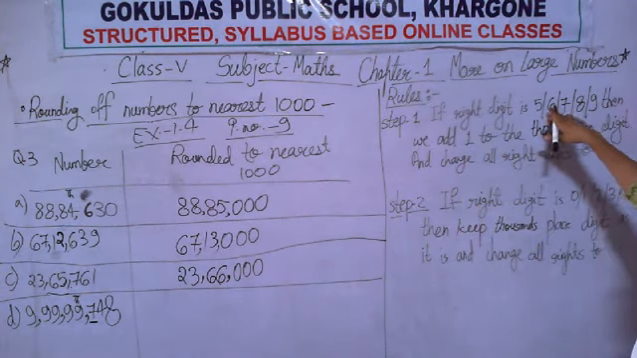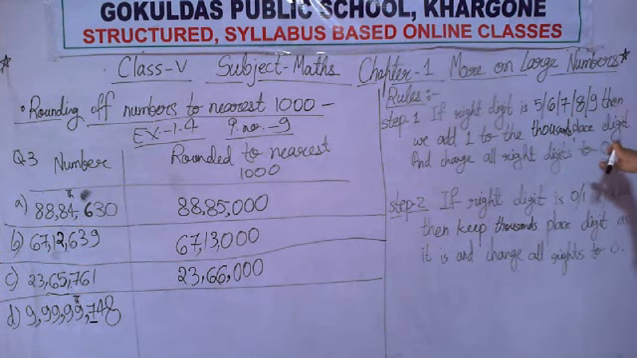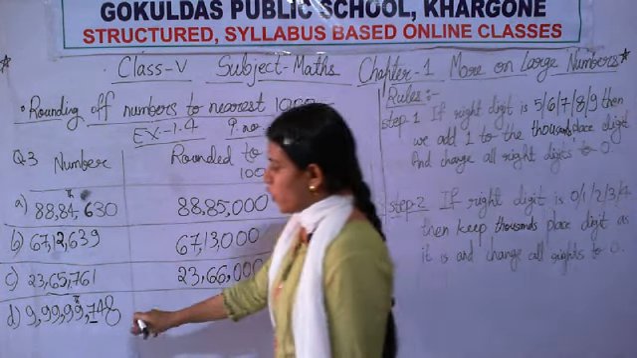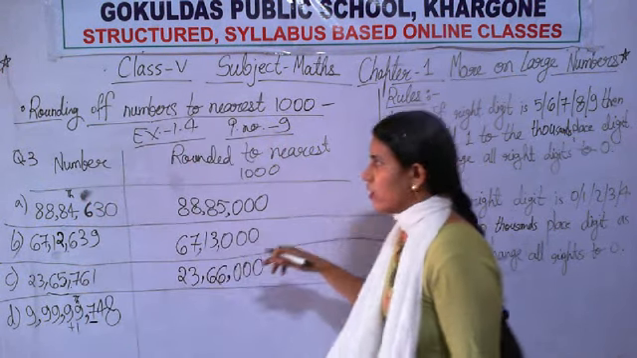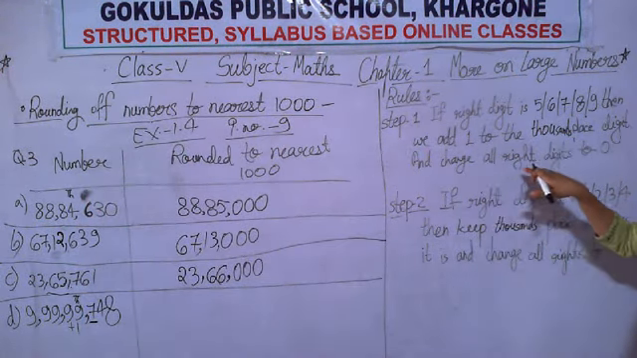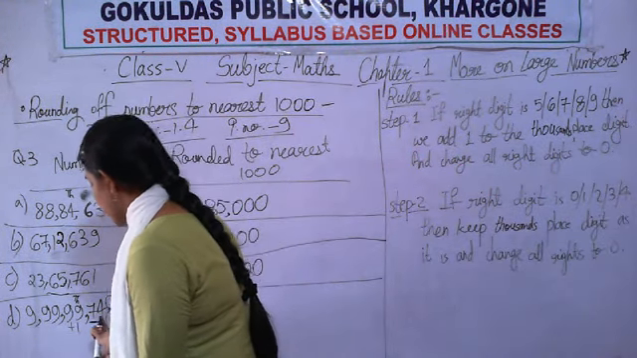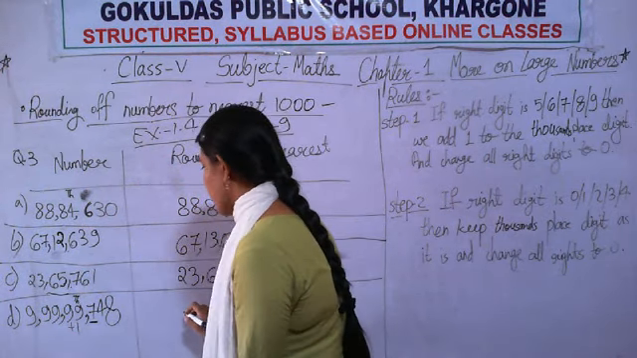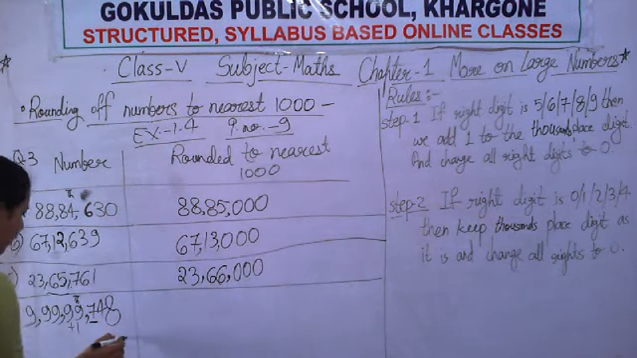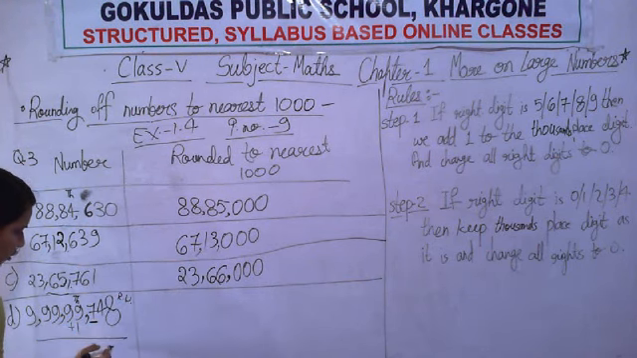It is coming in step 1. If the right digit is 7, then we add 1 to the thousands place. So what will you do? You will add 1 to the thousands place. Okay, and change all right digits to 0. So you will change these right digits to 0. Okay, so add 1 here. I am doing it here in rough work. You will change these 3 right digits to 0.